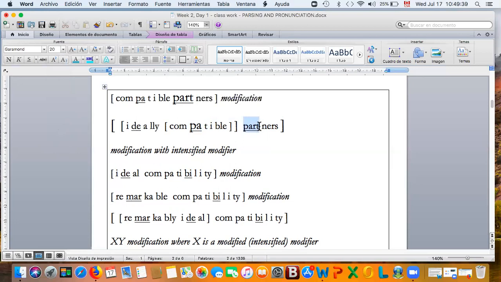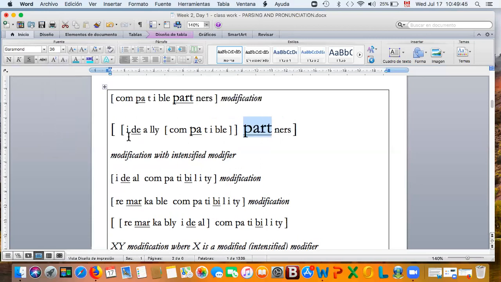So let's do that. Partners. So what that should give you is ideally compatible partners. Well, we can do that. But you see, there's a problem. In English, we don't like the sound of steadily rising accents like that. Ideally compatible partners, we don't like that. So what we'll do is we will invert something here. This will be less accentuated than this.